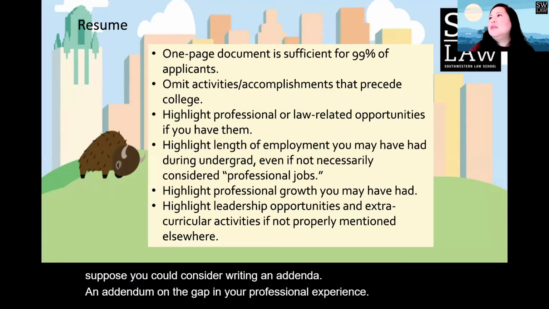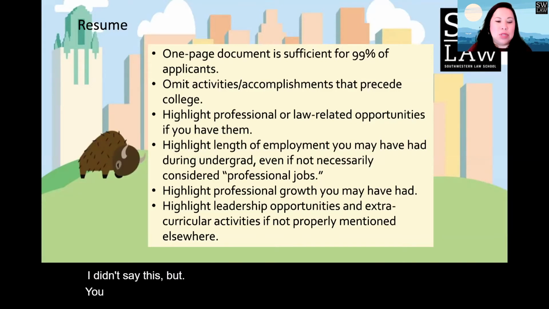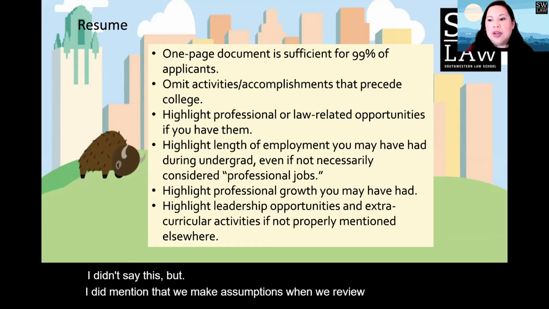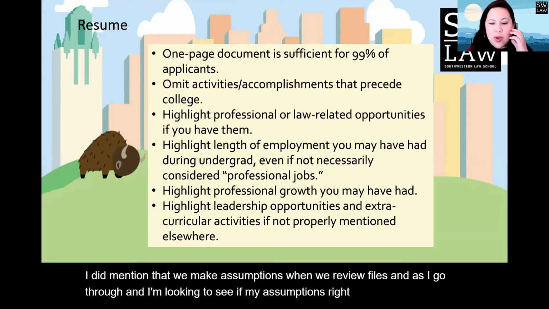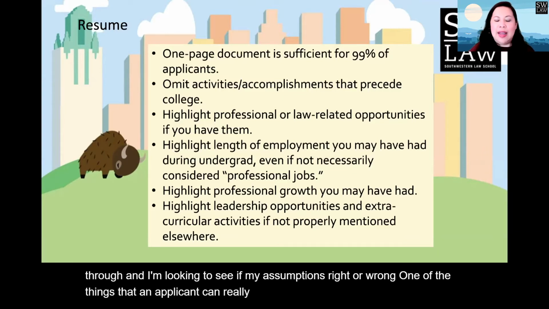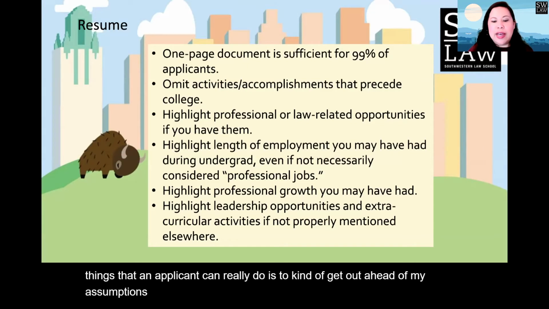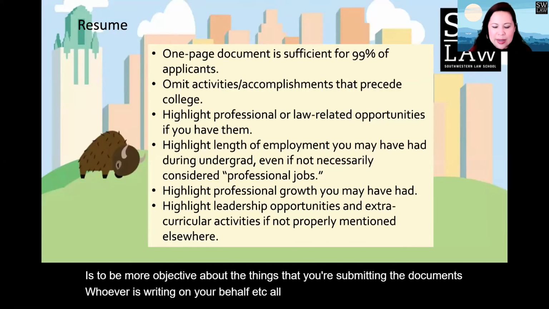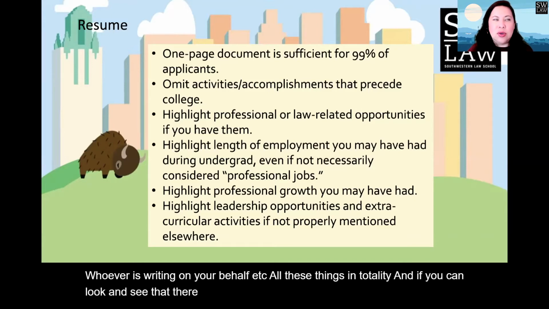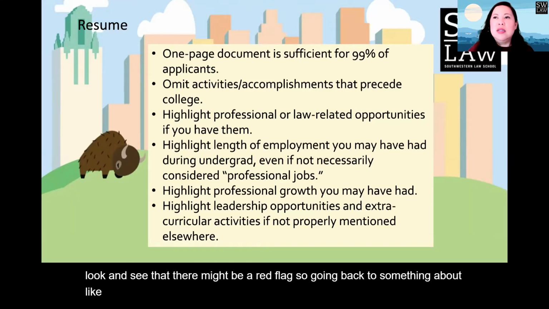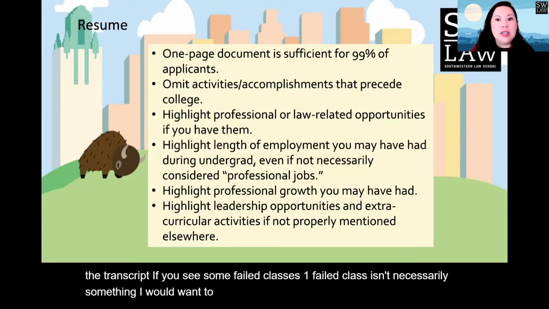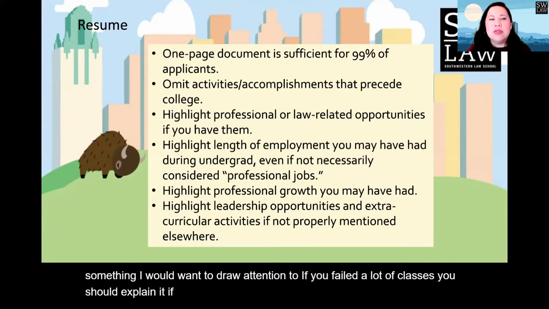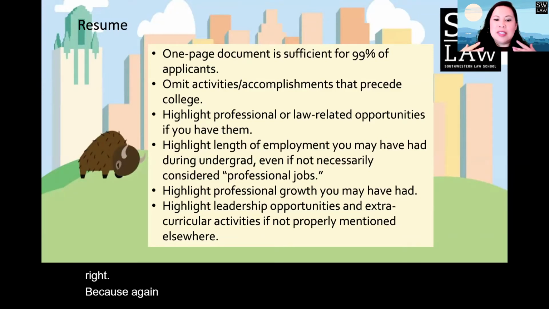I did mention that we make assumptions when we review files, and as I go through, I'm looking to see whether my assumptions are right or wrong. One thing an applicant can do is get out ahead of my assumptions, and the way you do that is to be more objective about the things you're submitting, the documents, whoever is writing on your behalf, all these things in totality. If you can see that there might be a red flag, like failed classes on a transcript, one failed class isn't something I would want to draw attention to. If you failed a lot of classes, you should explain it. If you have a lot of W's, you should explain it, because I'm making assumptions based on the things that I see.